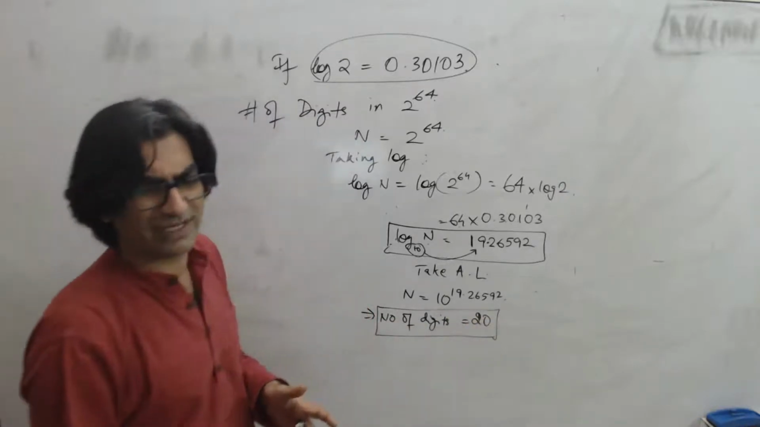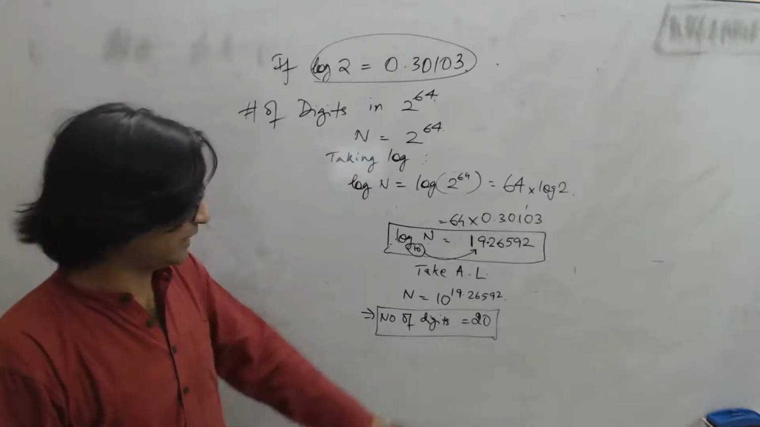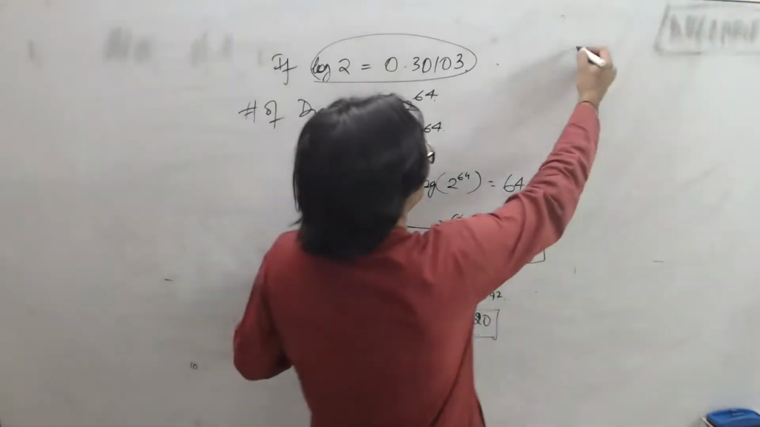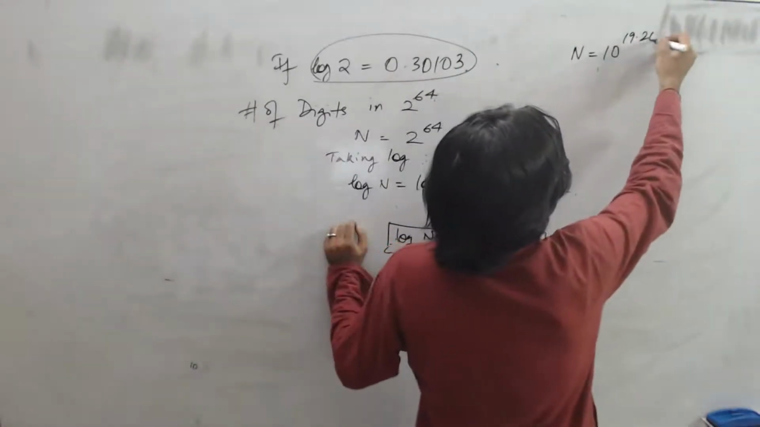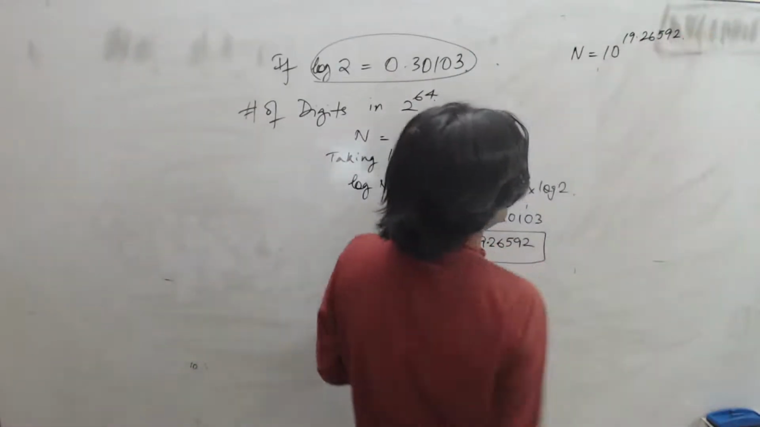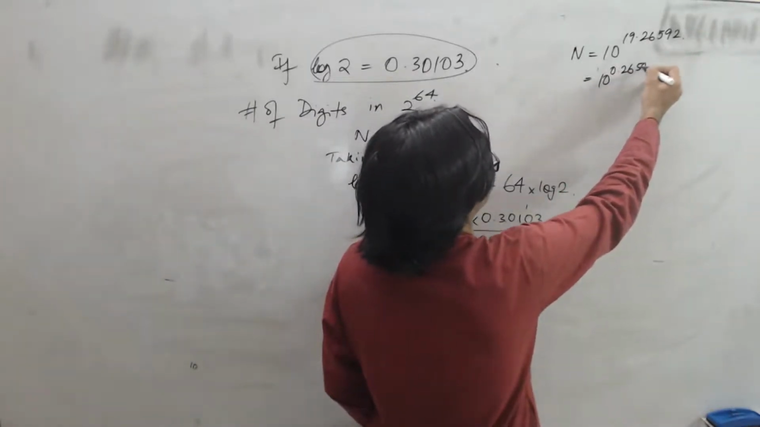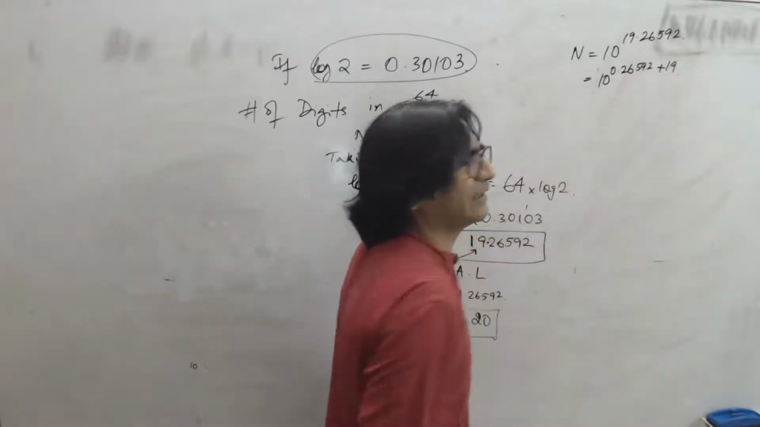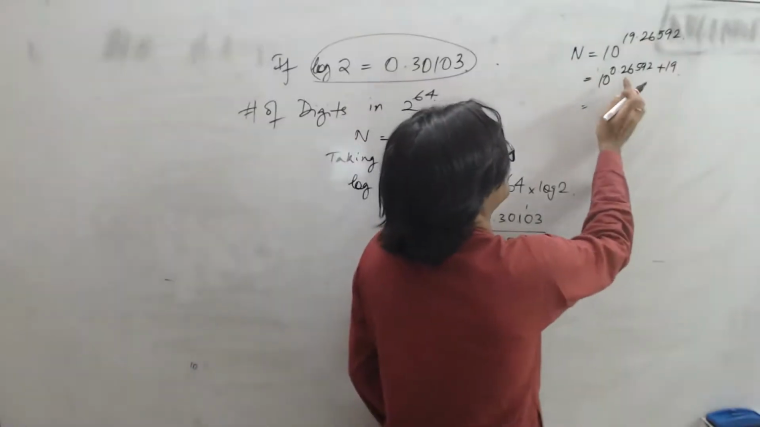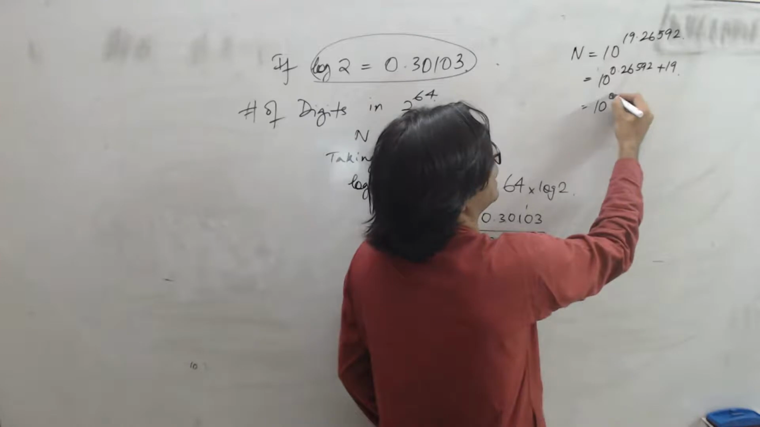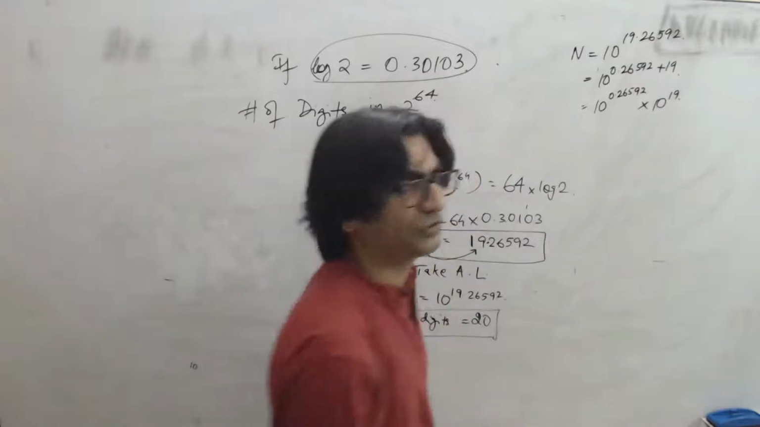But those of you questioning why that is so, and obviously curiosity and questioning is important, so why does that happen? Just take a look. I have n as 10 to the power 19.2659. I can write this as 10 to the power 0.26592 plus 19. And when you have a power m plus n, I can split this as a to the power m into a to the power n. This splits into two parts.